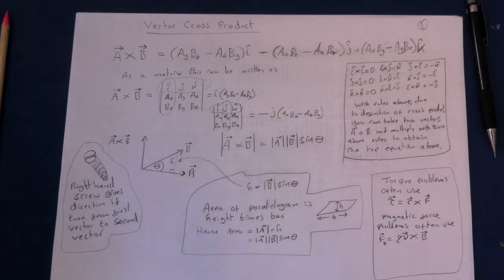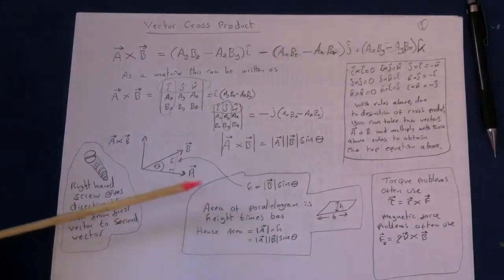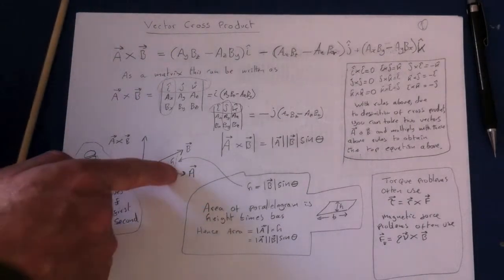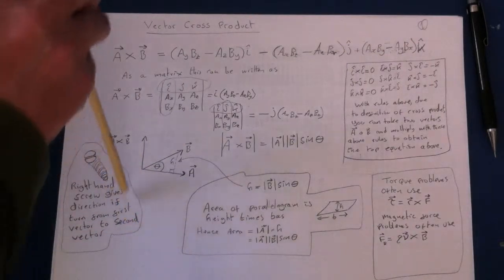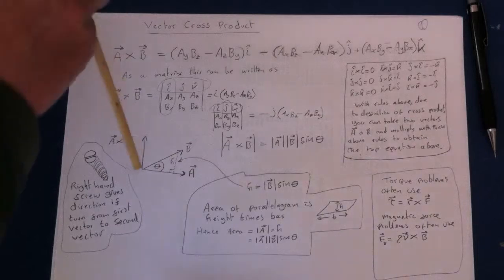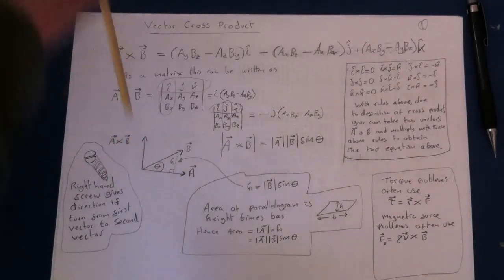Also, to figure out which way it points, think of a right-hand screw. You always turn this screw from the first vector into the second. So if we're going A cross B, we turn A into B. And if it's a screw, obviously it's going to come out. So you're screwing it out like this, and it's going to come up.